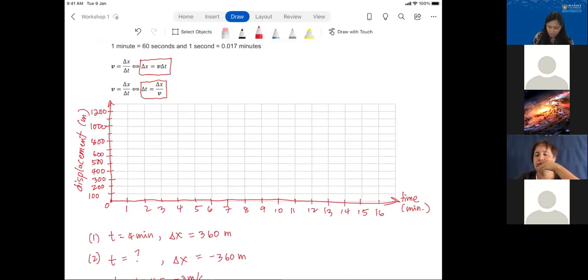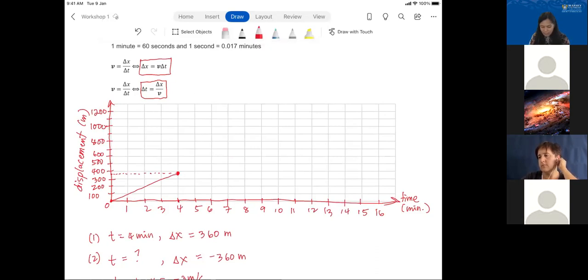In the first segment, it took you 4 minutes to reach a displacement of 360 meters, which is roughly about here. Yeah, we'll just estimate that to be about there. And 4 minutes. So that's your data point. That's your position after 4 minutes.